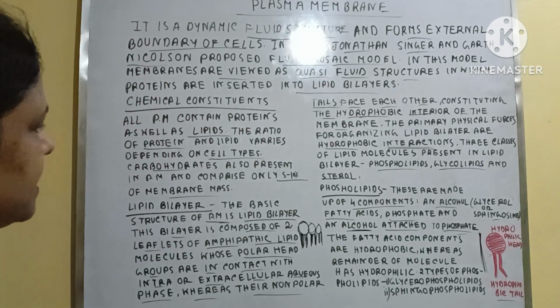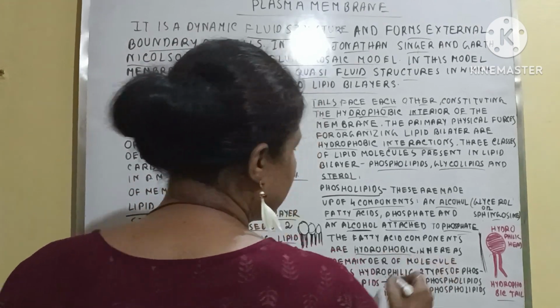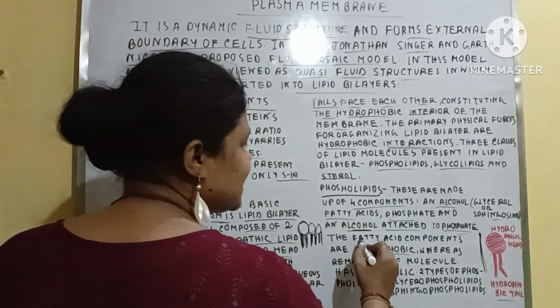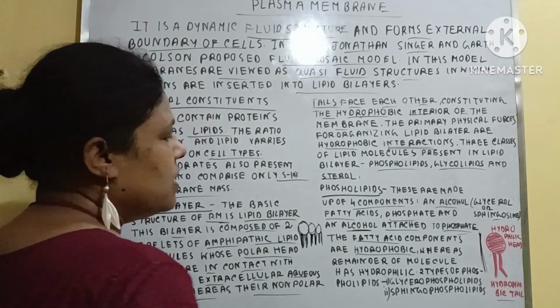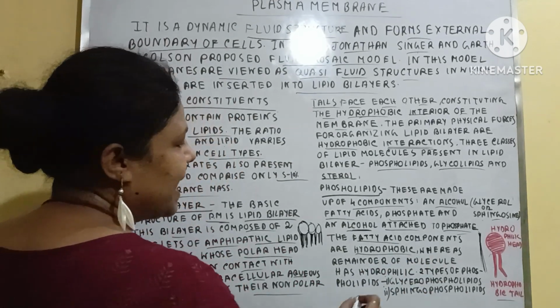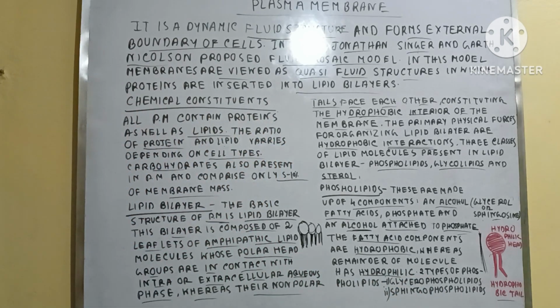Next, that is saying that the fatty acid components are hydrophobic, whereas the remainder of the molecule is hydrophilic. So the fatty acid components are hydrophobic in nature, and the other portion of the molecule is hydrophilic in nature.